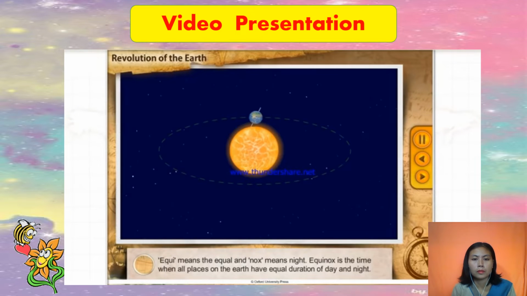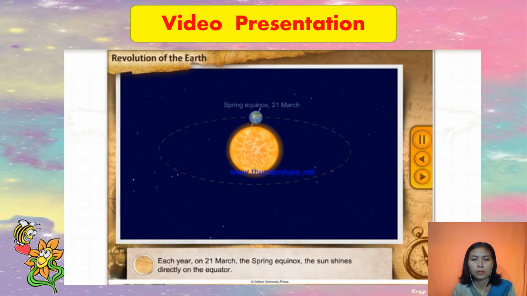Equi means equal and nox means night. Equinox is the time when all places on the Earth have equal duration of day and night. Each year, on 21st March, the spring equinox, the sun shines directly on the equator. Again, on 23rd September, the autumn equinox, the sun shines directly on the equator.